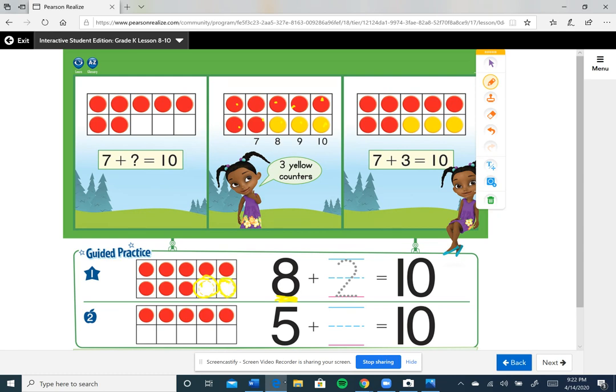How many boxes did I fill in? 2. That's where that comes from. So I have 8 plus 2 equals 10. Now, we should be really good at this number just because it's kind of an easy one to remember. So we have 5 in the top, and that's where this 5 comes from. So how many are missing in the bottom? 5. 1, 2, 3, 4, 5. 5 plus 5 equals 10 altogether. Look at that. We're done with our first page already.